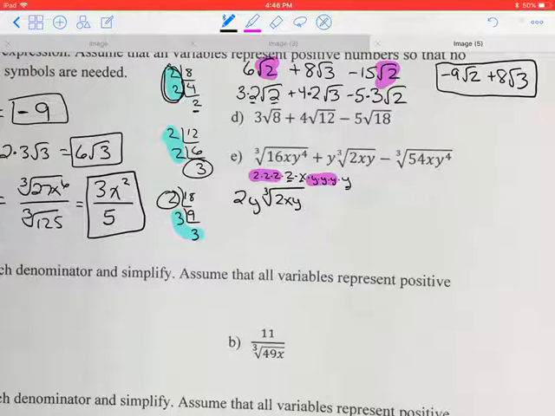So 2xy. Notice on my second one, I don't have anything to break down, and I don't have any groups of 3. So I'm just going to recopy this one.